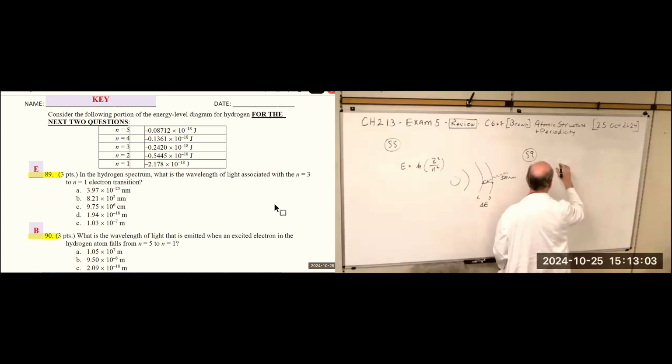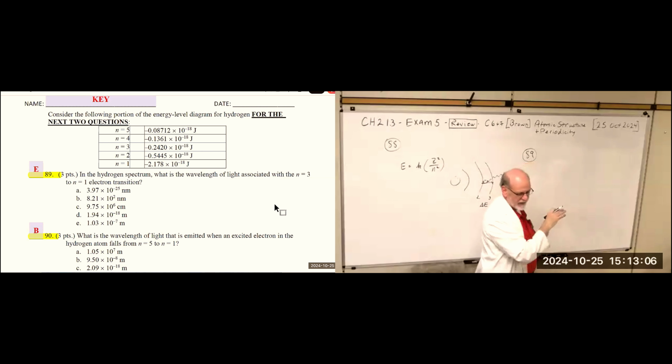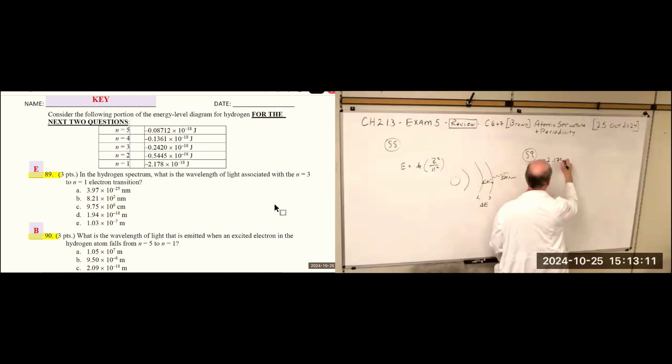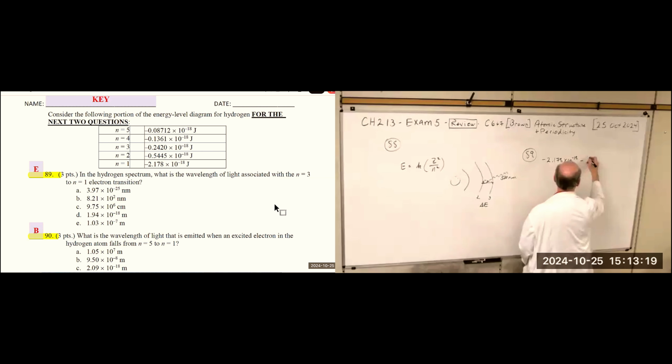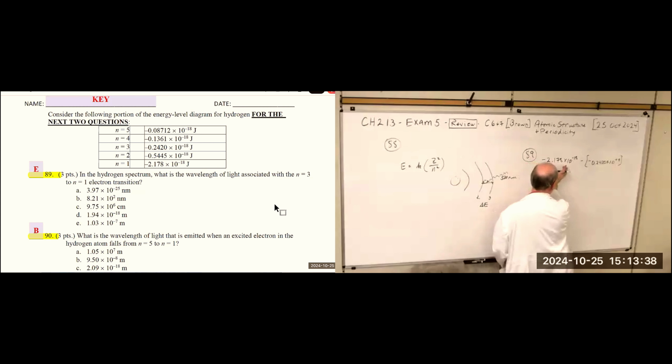Actually, that's the final. It's final minus initial. Final would be 1, minus 2.178 times 10 to the minus 18. And then minus a minus, it was from 3 to 1, 0.2420 times 10 to the minus 18. Okay, so really you just need to say this one plus that one because there's a minus of a minus.